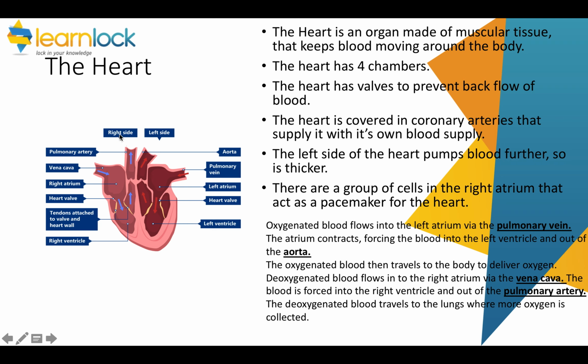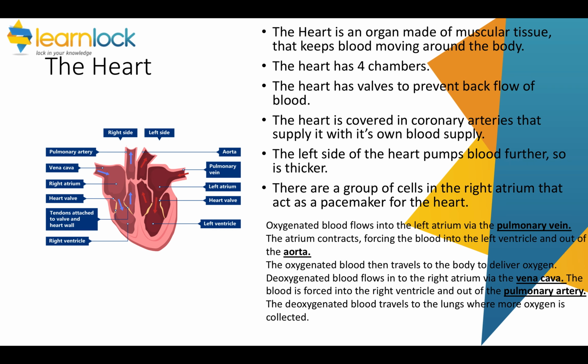There's also a group of cells in the right atrium that act as a natural pacemaker for the heart. Now if that doesn't work properly, you can get pacemakers put in, but everyone has a pacemaker in their heart which gives this electrical impulse. You need to know about the pathway of blood through the heart.